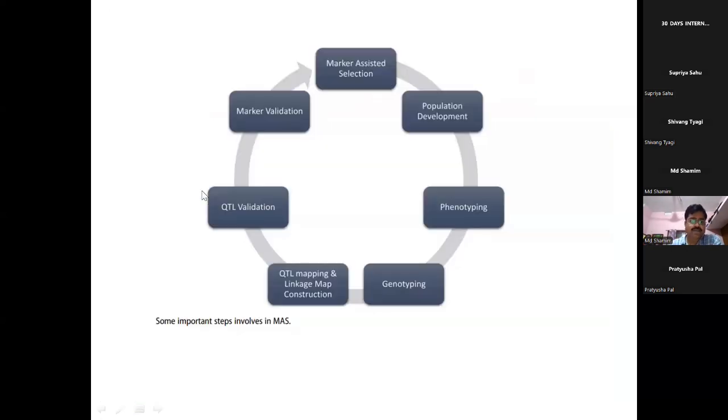So basically, in marker assisted selection, we select two contrasting parents and make a cross. Then we develop a population. Then we phenotype the particular traits. Then we do genotyping with the help of molecular markers. And then we go for QTL mapping, linkage map construction, and then QTL validation, then marker validation. Thus, these are some important steps involved in marker assisted selection.